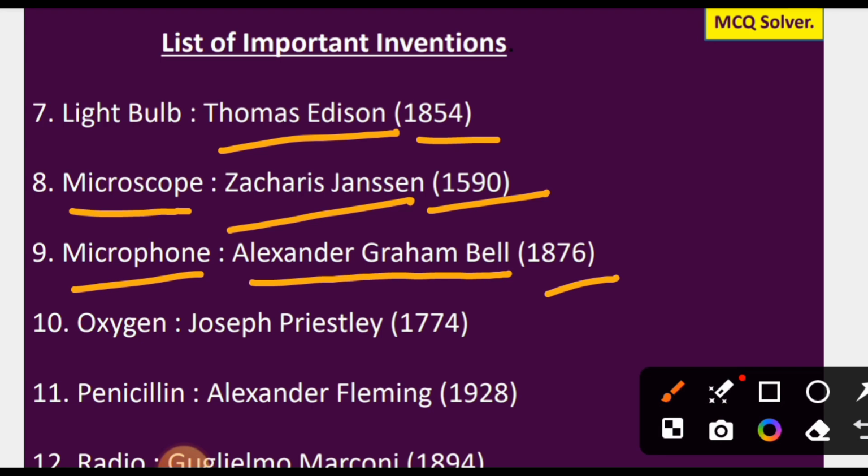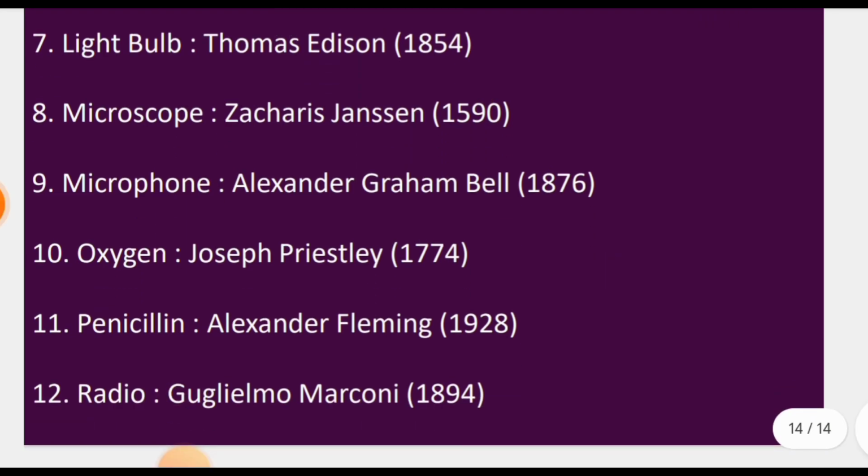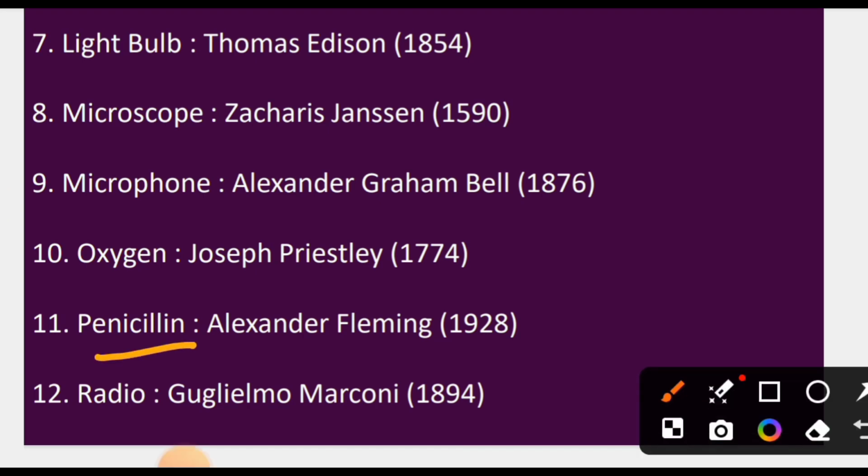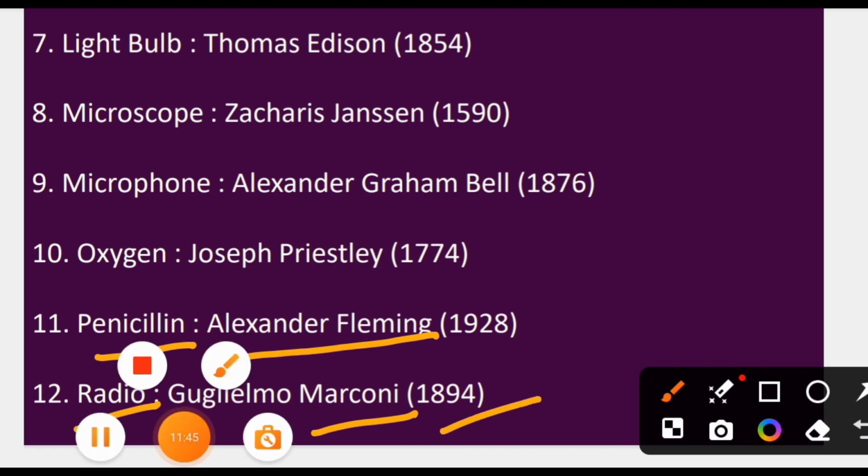Now let's come to number 10. Number 10 is oxygen. Oxygen was discovered by Joseph Priestley in the year 1774. Now the 11th one is penicillin. Penicillin was discovered by Alexander Fleming in the year 1928. The 12th and last one is radio. Radio was invented by Guglielmo Marconi. He was the person who invented radio in the year 1894.